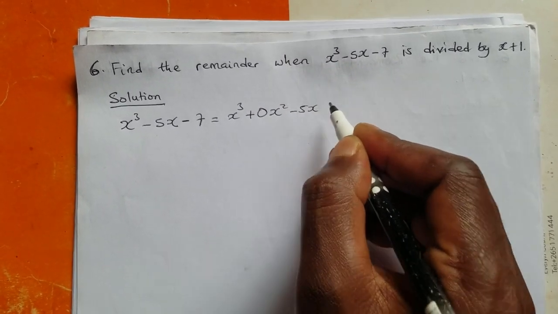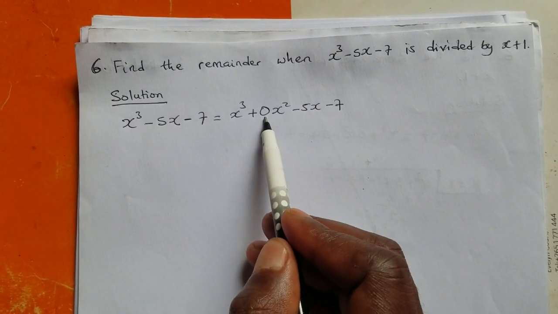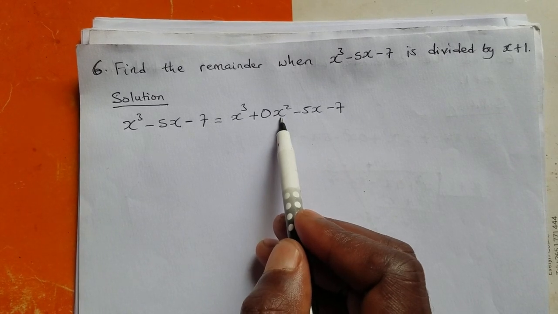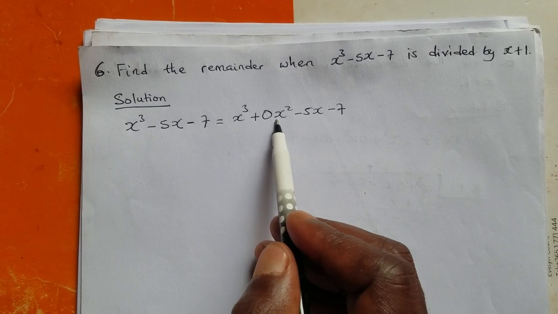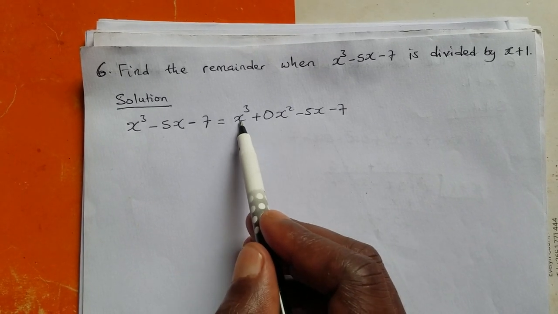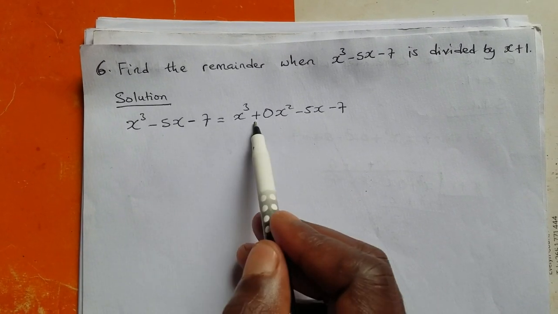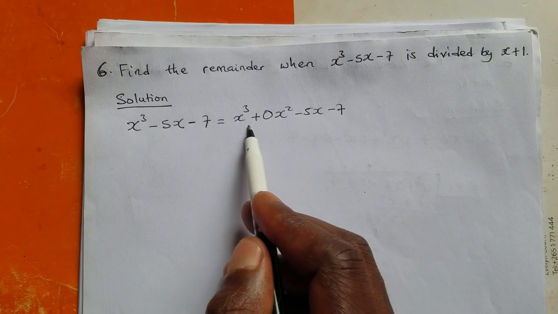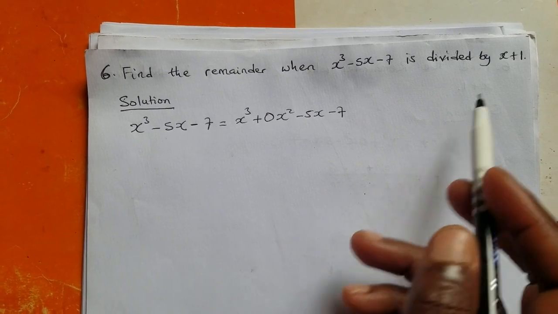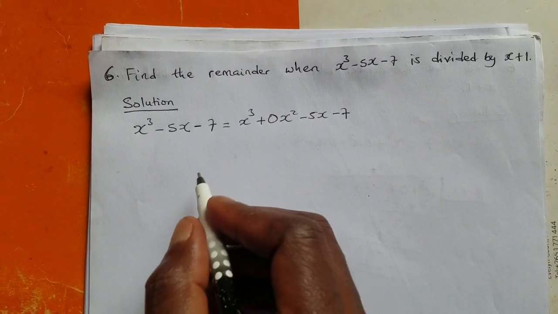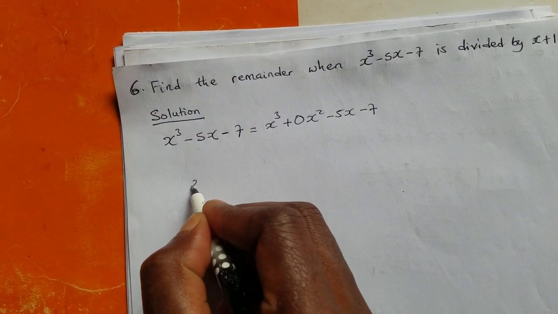So that means the equation was in this form. If you multiply this coefficient by x squared, 0 multiplied by x squared, it is 0, and this term disappears. That means you remain with x cubed minus 5x minus 7. So this equation is the same as this equation. That means we are going to use this equation to divide by x plus 1. So now I can go to the division.